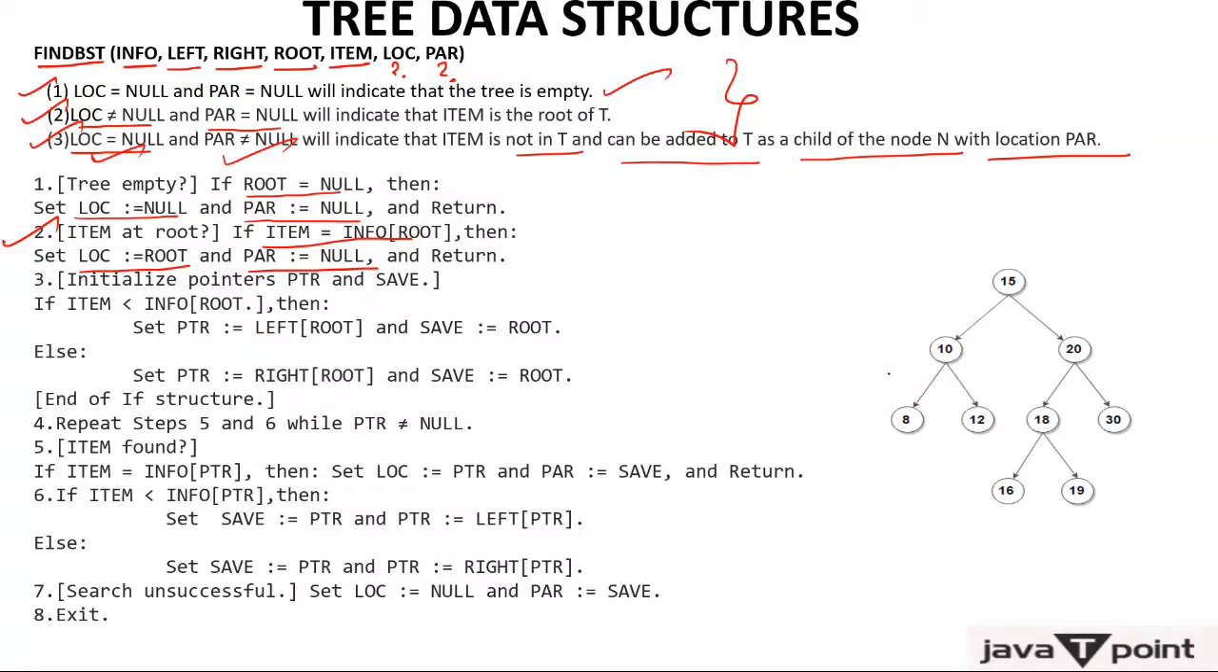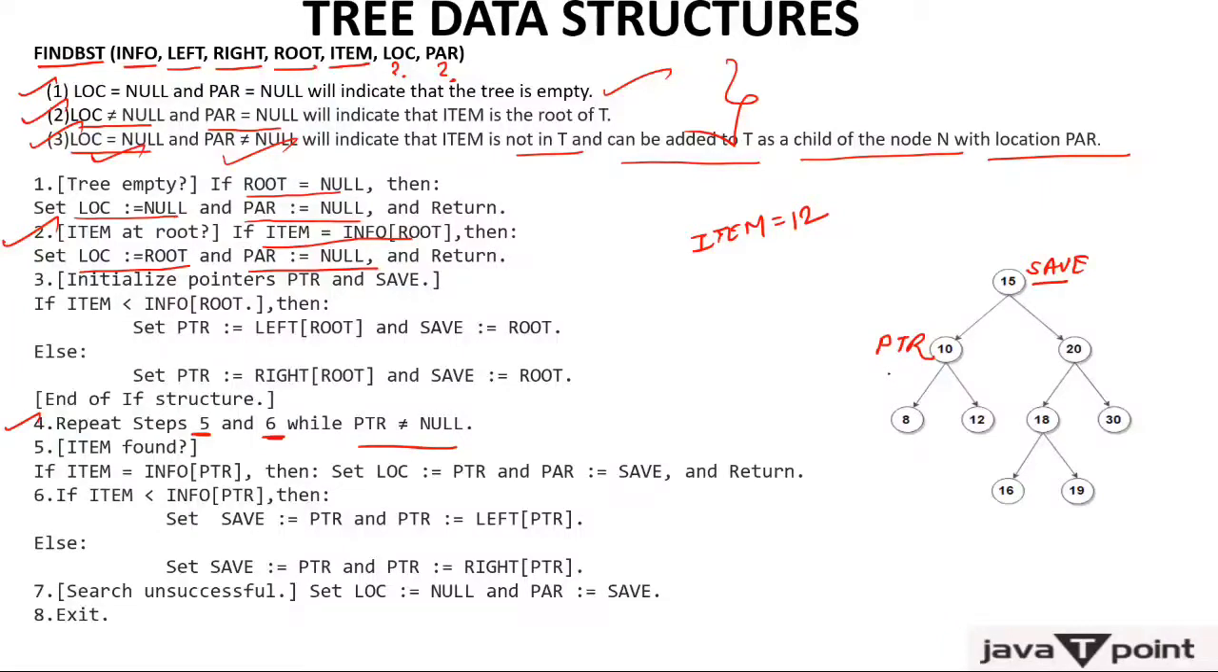So what I am doing is initializing two pointers, ptr and save. Fine, let's see. The item I'm looking for is 12. Is item less than info root? Yes, info root is 15 and the item I'm looking for is less than that. Okay, then what? Set ptr equal to left of root. So ptr came over here, left of root. And save is equal to root. There are two pointers now, save and ptr. Save is pointing to the root node now and ptr is pointing to the left of root. Fine. Okay. This is the third step which I did. Now the fourth step says repeat steps 5 and 6 while ptr is not null. Okay. Let's start then.